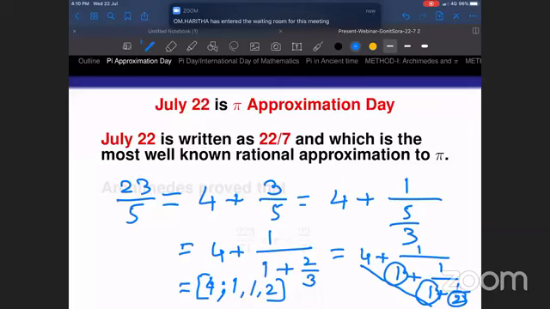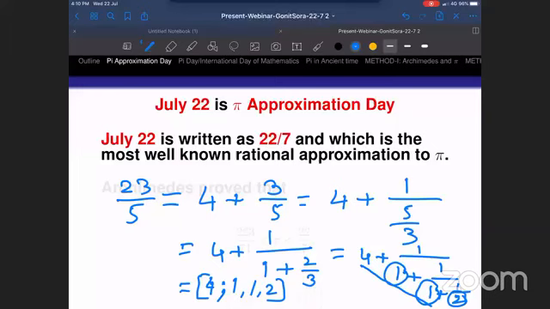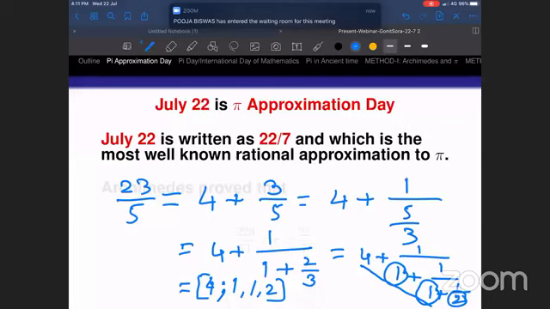The important thing is that for any rational number, you can always write this type of simple continued fraction, which is finite. There are a finite number of non-zero partial quotients. Here there are 4 partial quotients. But if the number is irrational, then it will have an infinite simple continued fraction expansion. What do we mean by simple? Simple means the numerators are all 1.